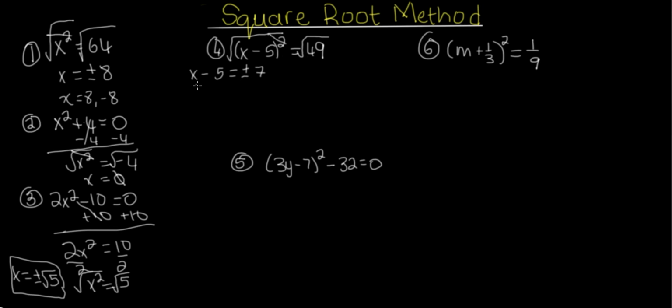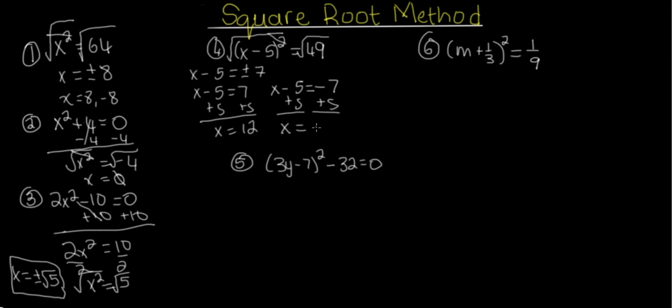I recommend you split up this into 2 equations. So you have x minus 5 equals your positive 7. X minus 5 equals negative 7. So I just split up my plus or minus 7 so that it's easier to solve. So now opposite of subtraction is addition, so add 5 to both sides. I get x equals 12. Add 5 to the other equation, and you get x equals negative 2. So this is an answer, and that's an answer.